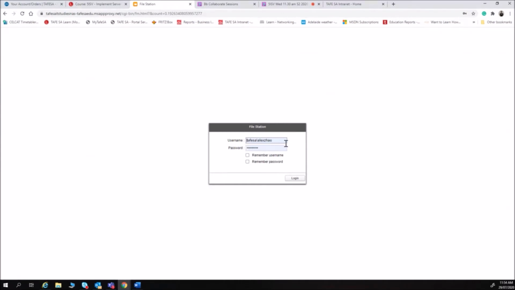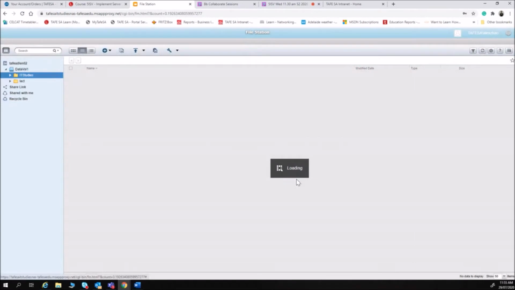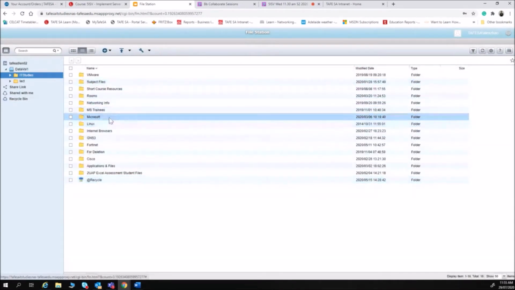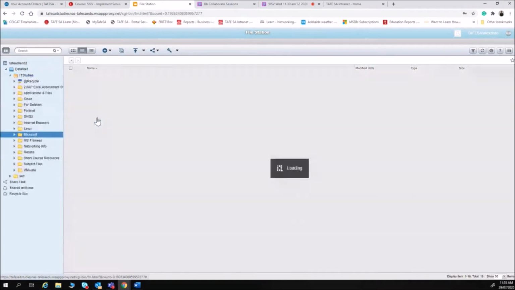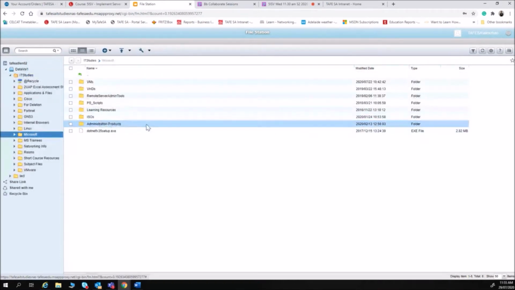You can log in with your TAFE credentials. You notice that it's formatted differently. It's TAFE SA, which is the domain, backslash, your username, which is the normal one you use for logging onto a computer, and then your password. And once you get in, you should see that the files are just like what you see on the L Drive IT Studies NAS. Basically, it's the same computer.